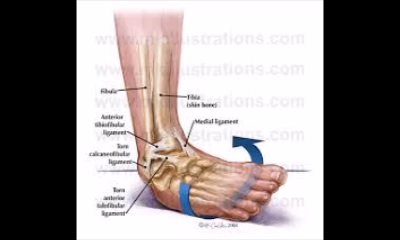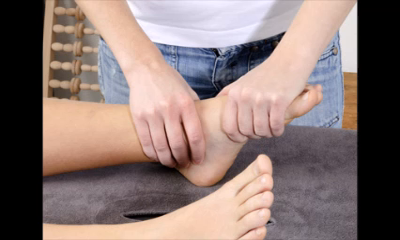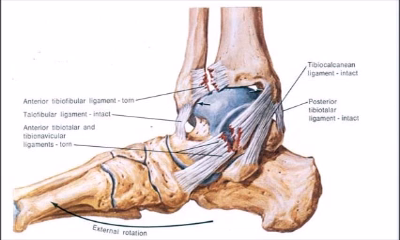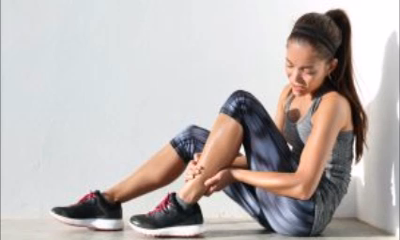Mechanism. While less common than an inversion mechanism of injury, a forced eversion mechanism of injury may result in a deltoid ligament sprain. Classification of ankle sprains. A sprain occurs when a ligament is stretched or torn. Sprains are classified by grades 1, least severe, to 3, most severe.